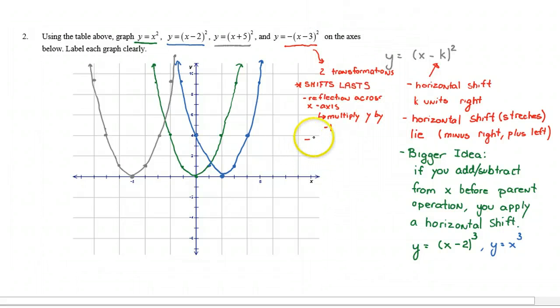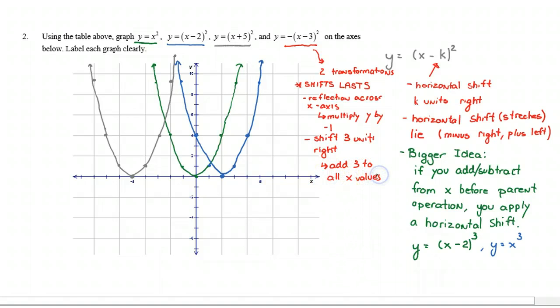The second thing we do is we have -3, so we shift 3 units, and since it's minus, it's going to be to the right. So what we say now is we say add 3 to all x values.